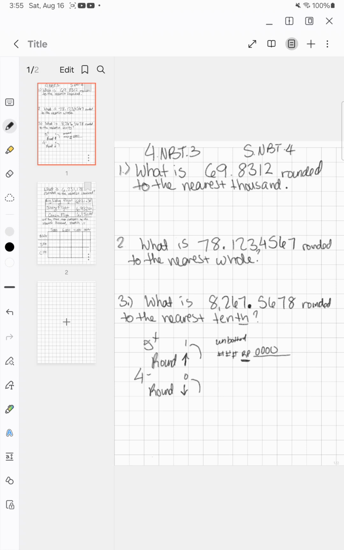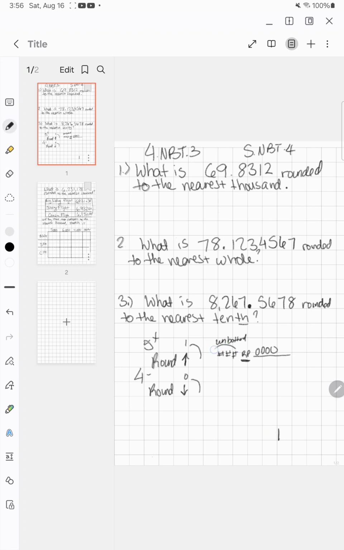I like to say when you round up, it's like you carry a 1. Like if you ever did math and you did 5 plus 6 is 11, carry the 1. So 1 plus 1 equals 2. So it's like that. Whatever you do, you're carrying a 1 anytime you round up. Anytime you round down, you carry a 0.